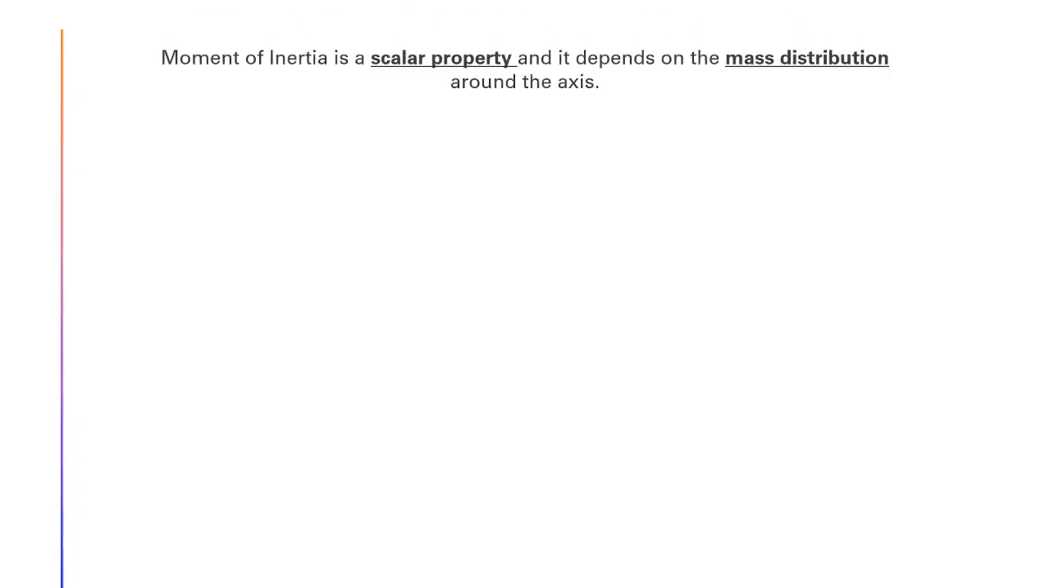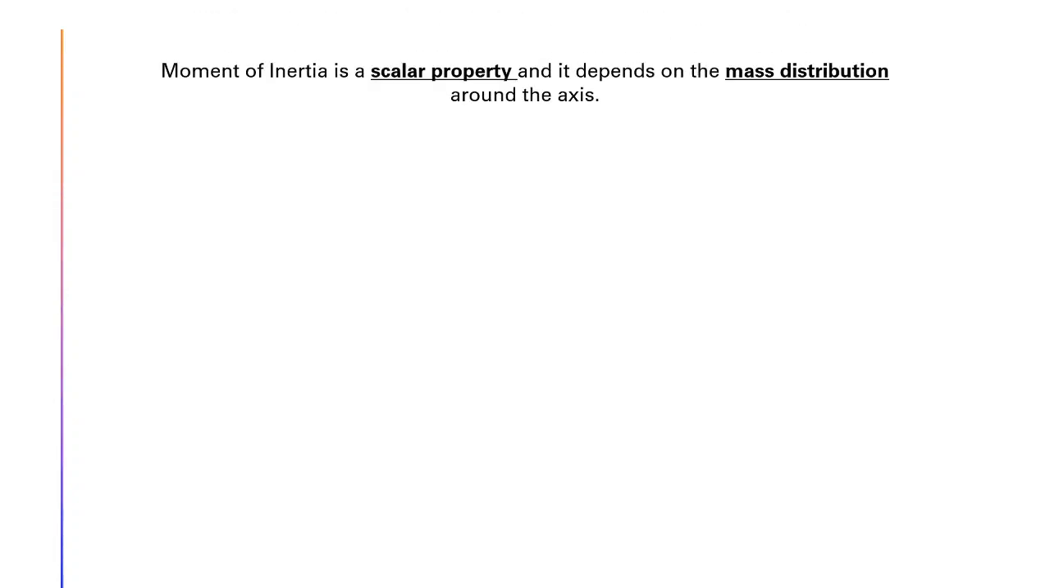So let's see. First of all, the moment of inertia is a scalar property. It's not a vector property. So if it's a scalar property, you can add it very simply. And you can see that it depends on the shape of the thing, where the axis is, and all these things. But even in all of those, what it depends on is basically the mass distribution around the axis.